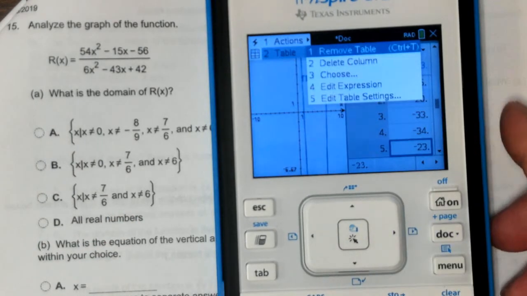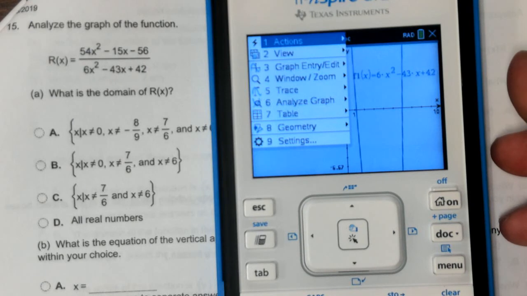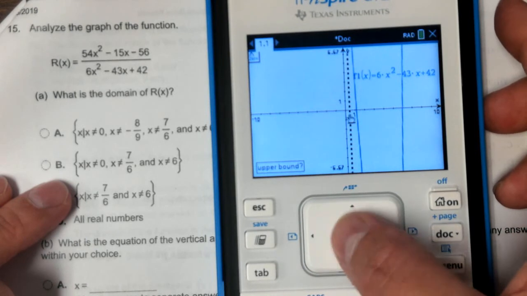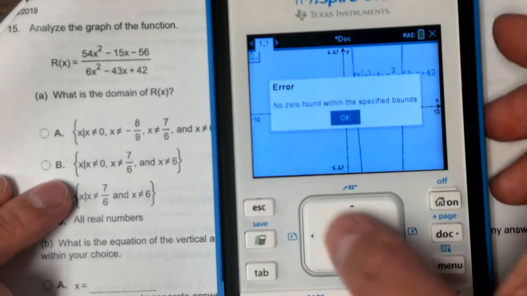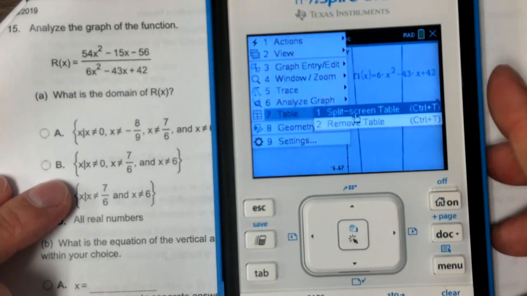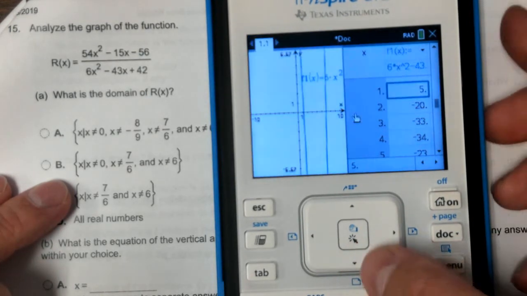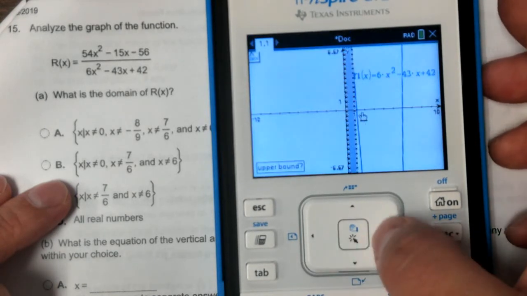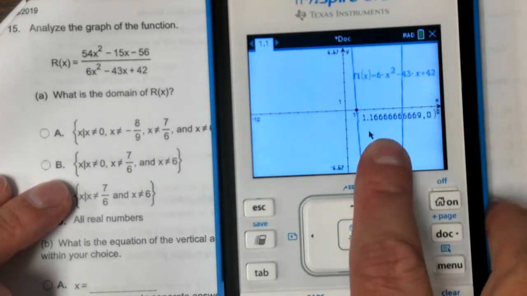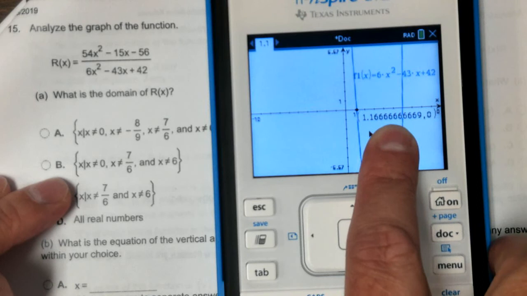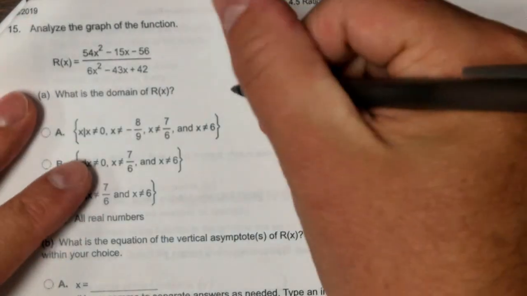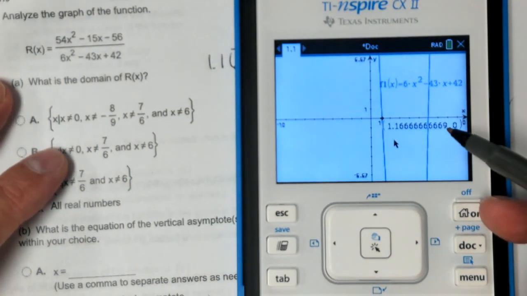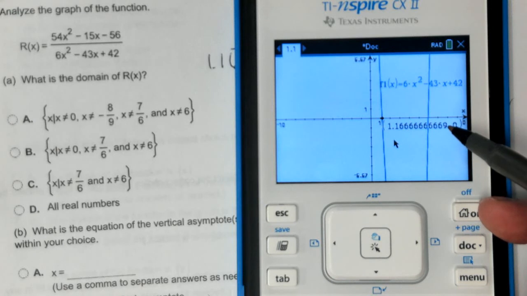What we probably should have done instead was go to zero the graph, and from here to there. Whoops. Come on now. Menu, analyze, zero the graph, from here to here. We get 1.16 repeat. Now I notice the last number is 9, but that just might be a rounding type error.